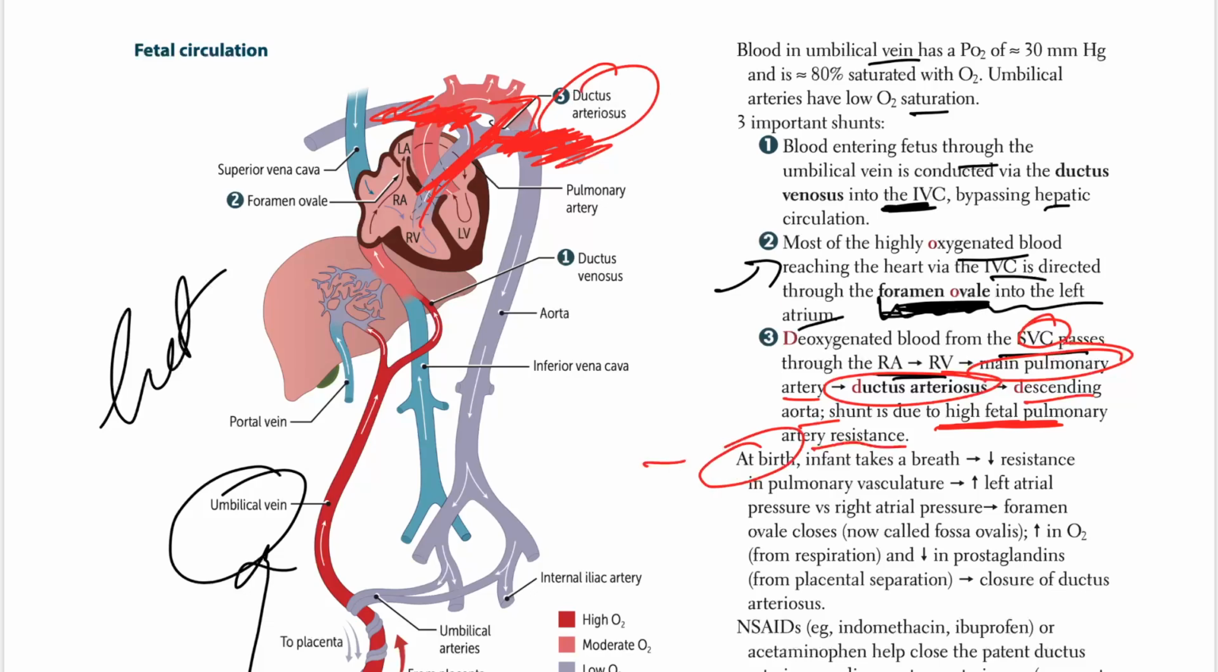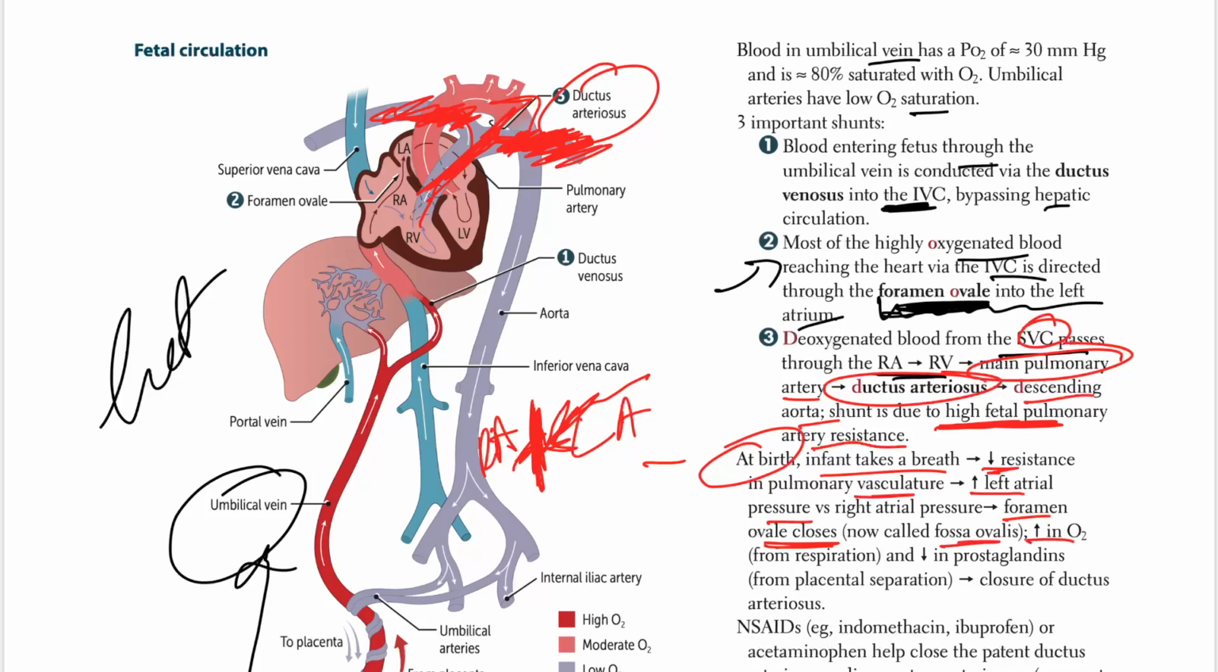So what's going to happen at birth? The infant takes a breath. It decreases the pulmonary vasculature resistance, and that causes an increase in left atrial pressure versus the right atrial pressure. This leads to the foramen ovale closing, because you have more pressure in the left atrium. The pressure is going to push on the septum primum and close this flap, and the foramen ovale will close, which we'll now call the fossa ovalis.